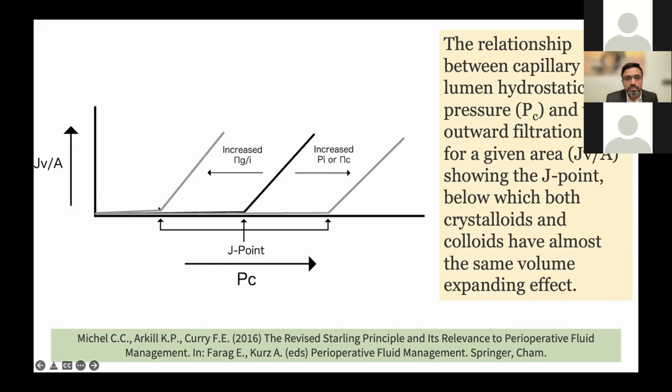The J point moves towards the left because the capillaries become leakier, especially in inflammatory conditions. When there's an inflammatory condition, there is loss of the glycocalyx layer. So the capillaries become more porous, more leaky, and the J point moves towards the left. So there is very rapid leakiness of capillaries to both crystalloids as well as colloids.